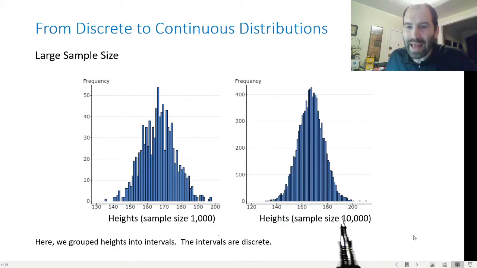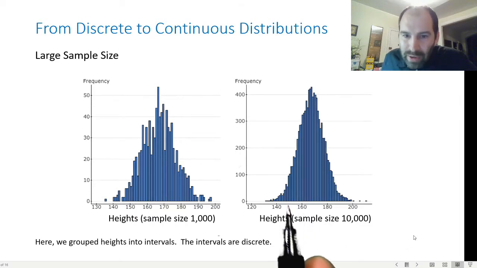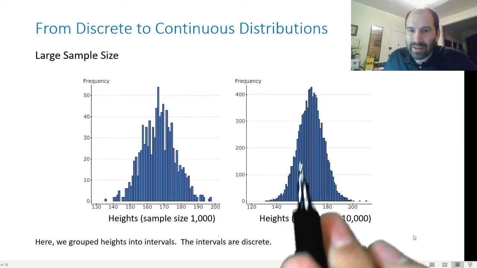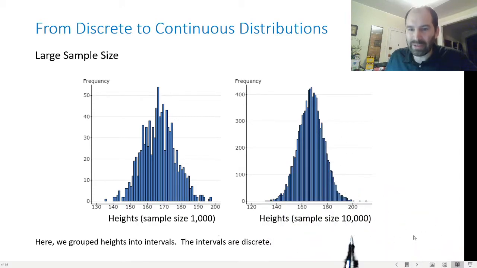And if I go to a sample of size 10,000, well, now I can make my intervals really, really, really teeny, and I still have a reasonable number of adults in those intervals, right? So I can make a meaningful histogram that way, provided my sample size is large enough.